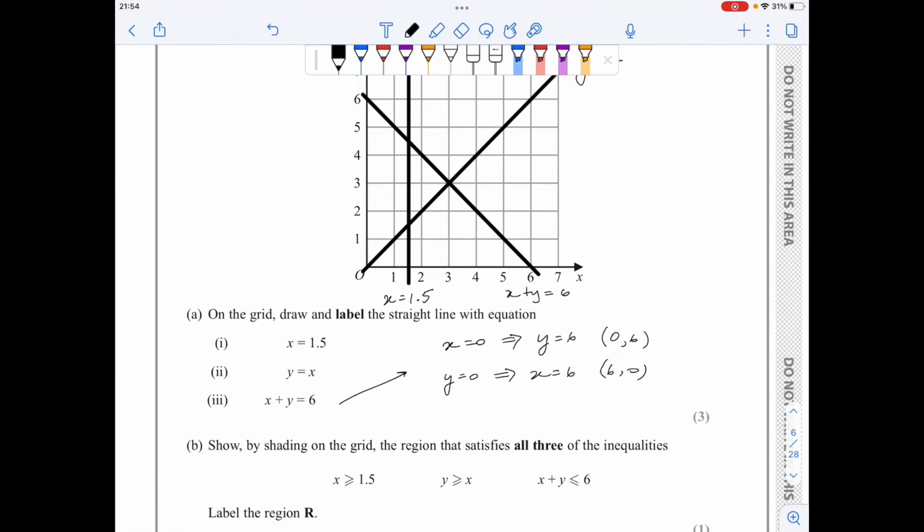For part B, I need to shade the region that satisfies all three of the inequalities. Now note x is bigger than or equal to 1.5. I need the region to the right of this line. Y is bigger than x. I need the region above this line. And x plus y is less than or equal to 6. I need the region below this line. And the region that satisfies this is this triangle here. So let's shade that region.